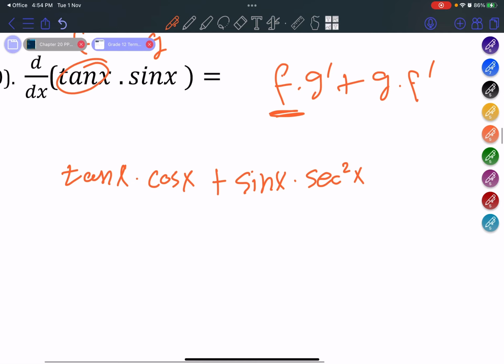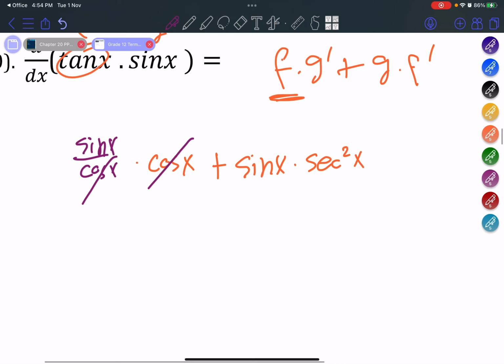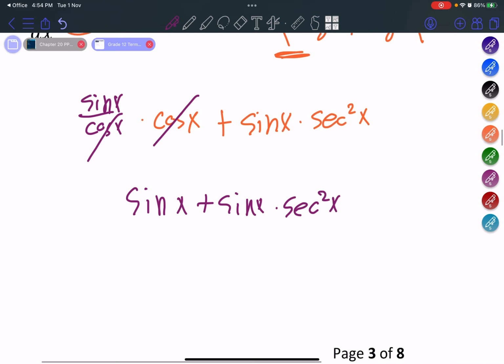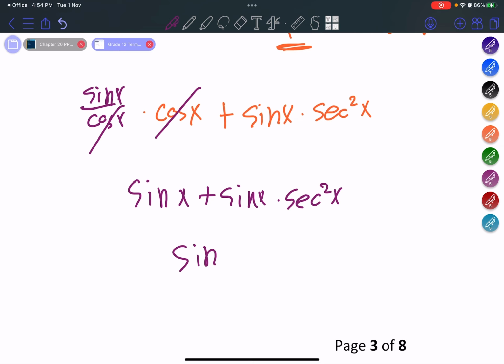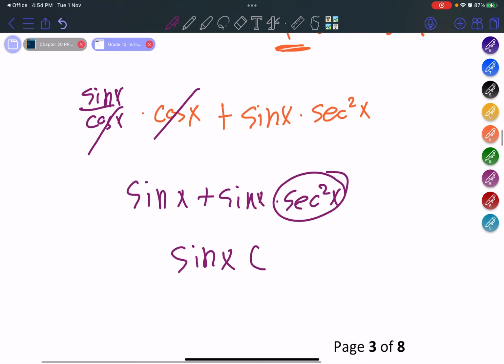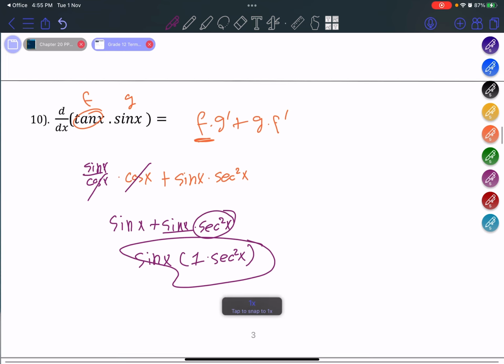Okay, now we can simplify by rewriting tan x as sine over cosine x. So cosine and cosine will cancel. It becomes sine x plus sine x times secant square x. So we can take sine x as a common factor. It becomes sine x, and then we only have secant square x. But also, if we divide sine x by sine x, it becomes 1. So 1 plus 1 times secant square x. This is the answer for question number 10.